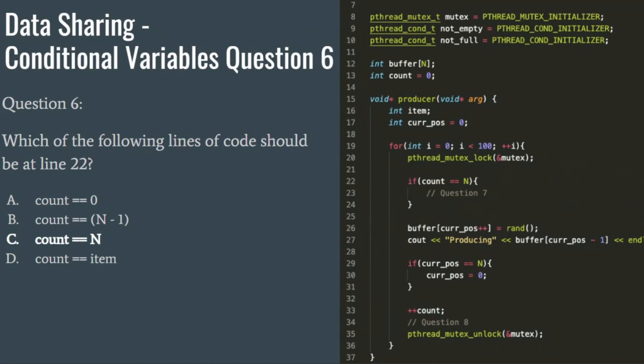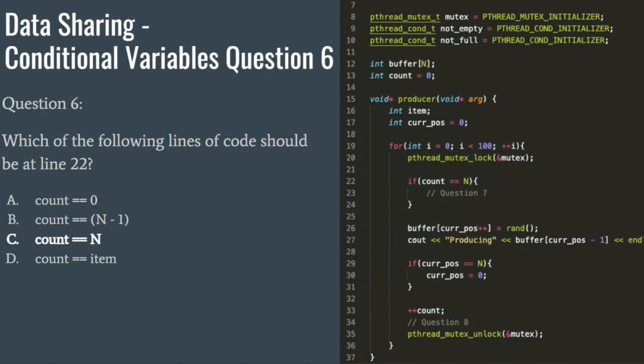What's the difference between 0 and n? So n is, if you look at the very top at line 6, n has a value of 10, and at line 12 you can see that we're using n to define the size of our buffer. Cool.